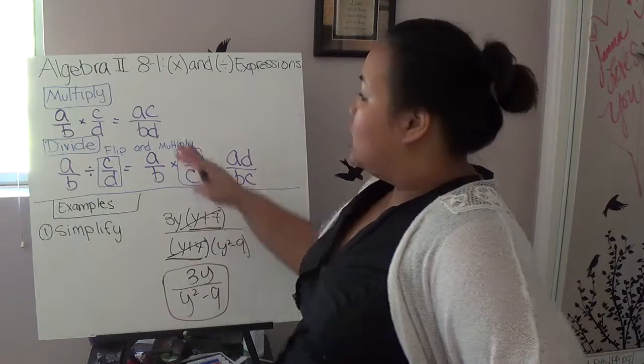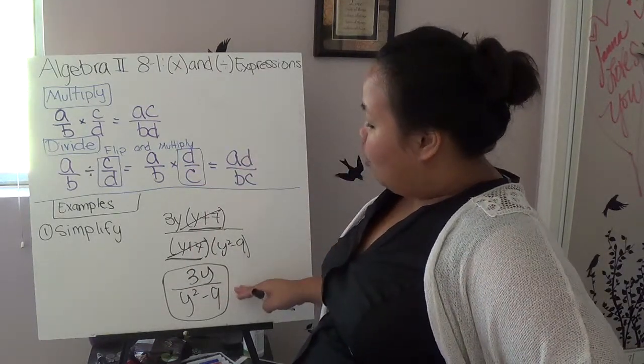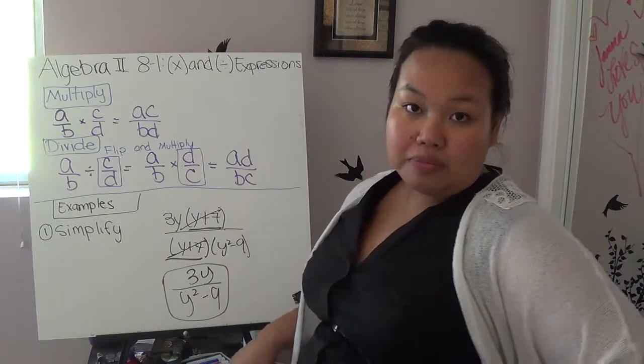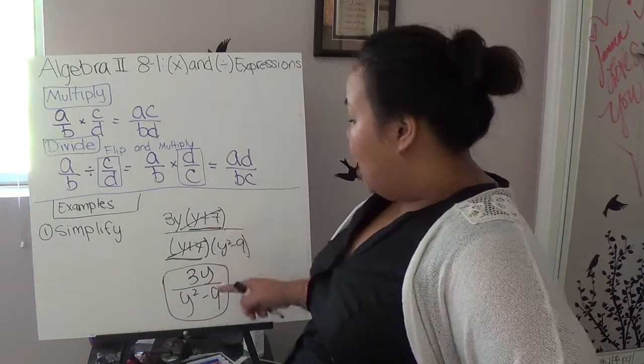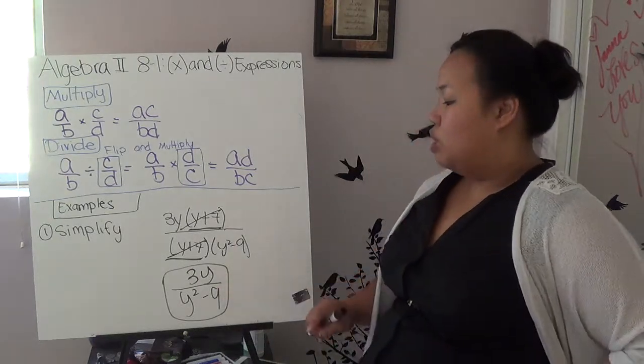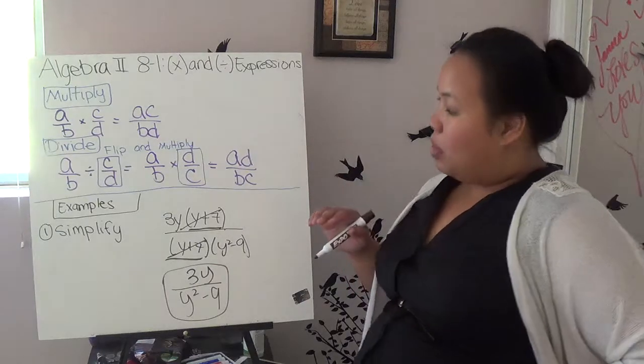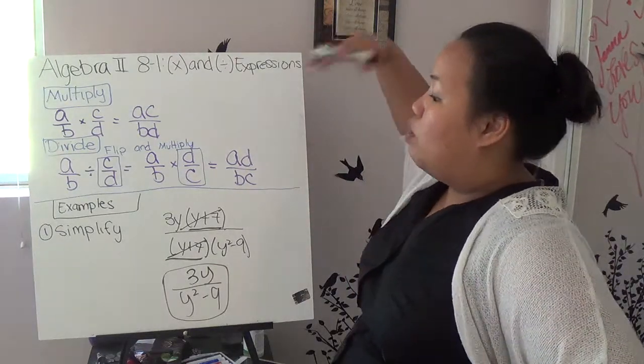So this is not necessarily the multiplying or dividing part, but once you get to this part, you're going to see if they can cross out. And anything that crosses out doesn't follow with the answer. So we end up with 3y over y squared minus 9. So go ahead and write this down, do vocabulary, and we have a few more example problems.